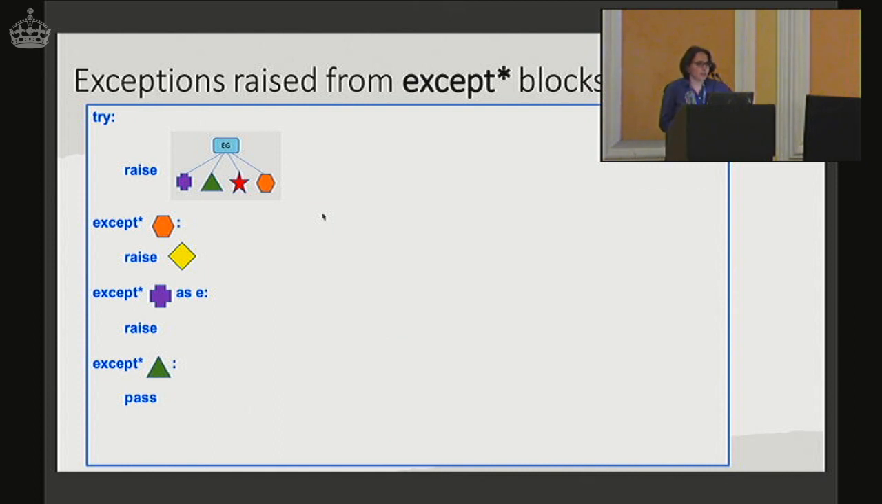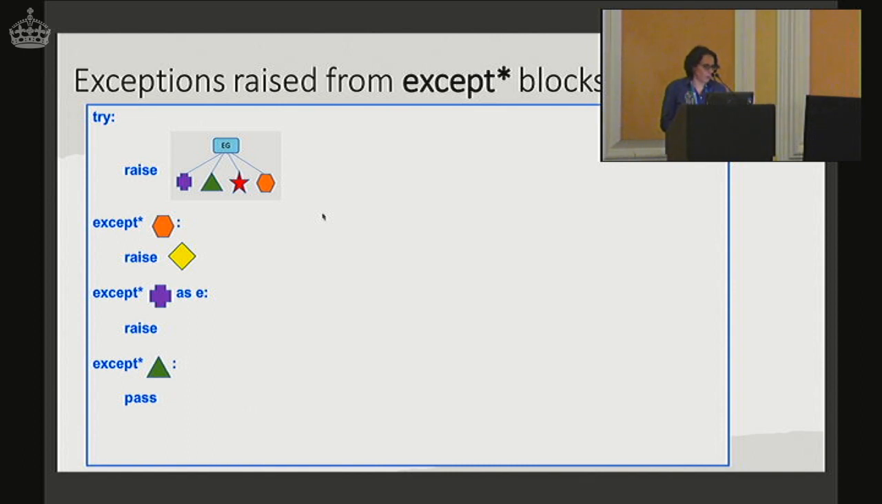So now that I convinced you that we need the new syntax, let's look at a point that I left out before: what happens when we raise exceptions from except star clauses. Let's look at this code. There's a new type here, red star. It doesn't matter what it is, it's just a type.